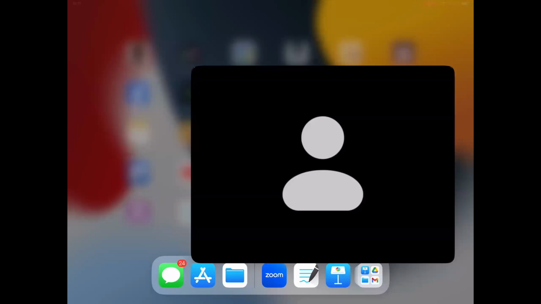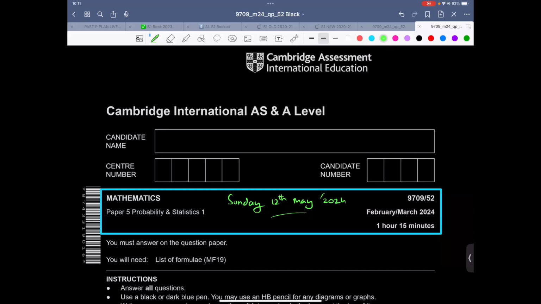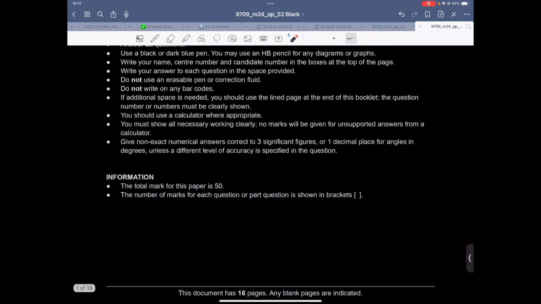So let's get started with this paper, which is S1, February-March 2024, variant 52. Let's get started with the very first question.